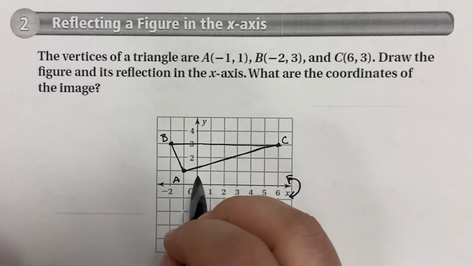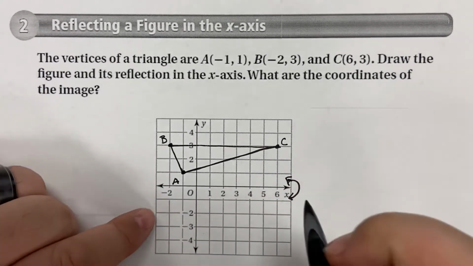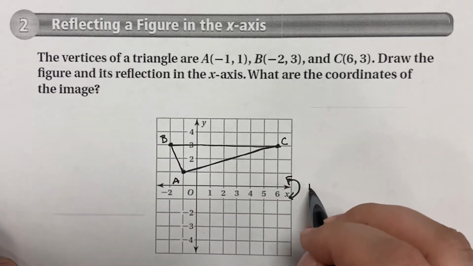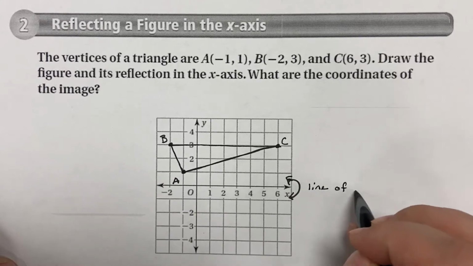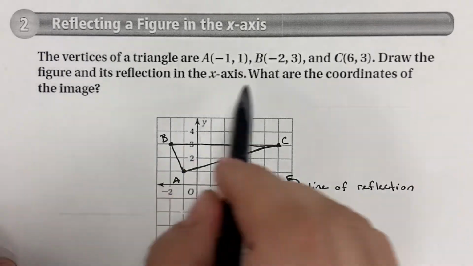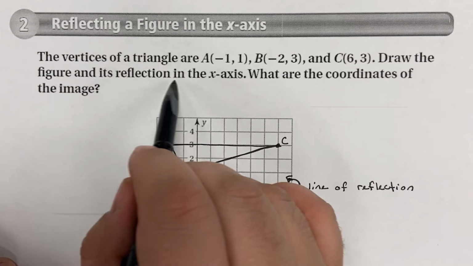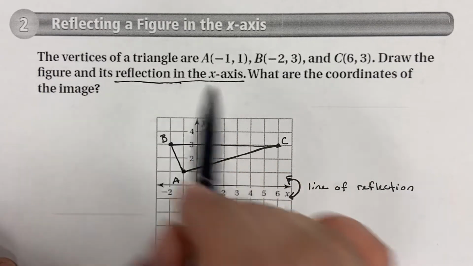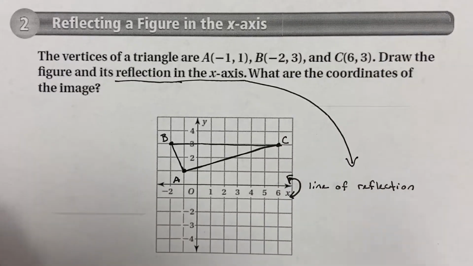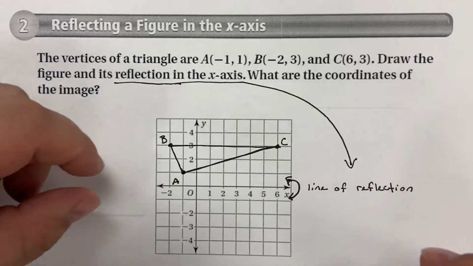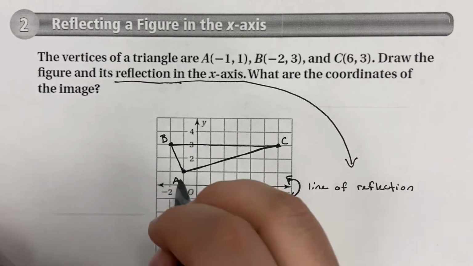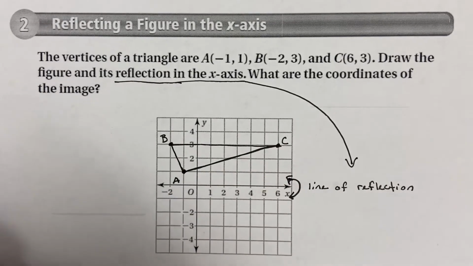If we think about reflecting, remember we talked about a mirror, but we also talked about being equidistant. We have to pick our line of reflection. The x-axis is our line of reflection in this case. It's not always the case, but in this problem it is, because it tells us to draw the figure's reflection in the x-axis. So what that means is we're kind of grabbing the x-axis and flipping everything around.